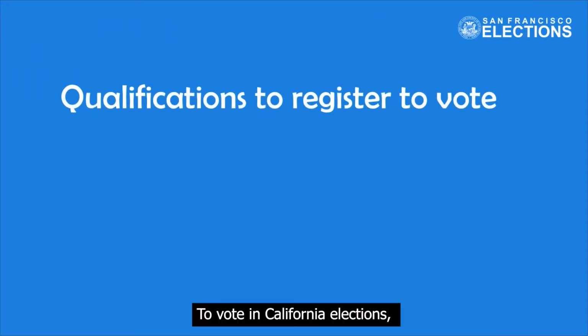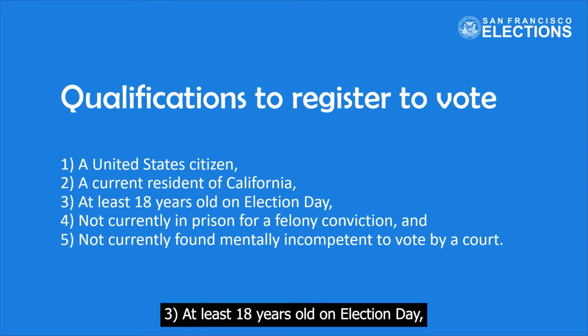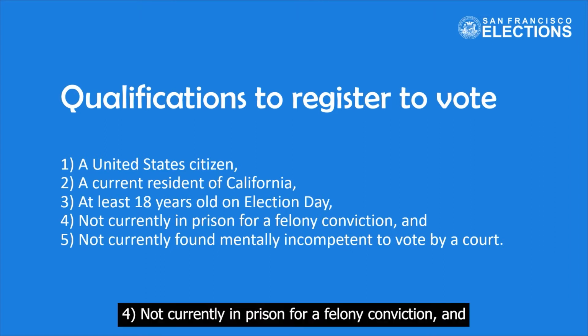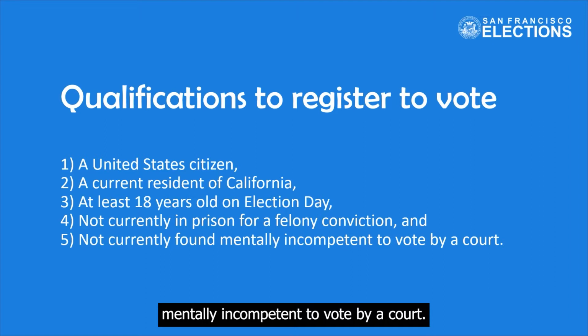To vote in California elections, a person must be: 1. A United States citizen, 2. A current resident of California, 3. At least 18 years old on election day, 4. Not currently in prison for a felony conviction, and 5. Not currently found mentally incompetent to vote by a court.